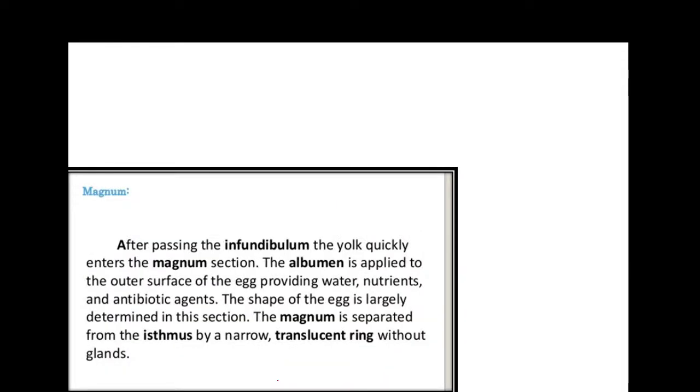Then the magnum. After passing through the infundibulum, a funnel-like structure, the yolk enters the magnum section, and at this region the albumin is applied to the outer surface of the egg. This albumin provides water, nutrients and antibiotic agents to the developing embryo, and the shape of the egg is determined at this section, and it is separated from the isthmus by a narrow translucent ring.